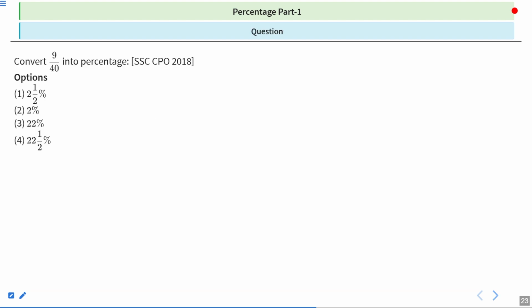Convert 9 upon 40 into percentage. And this question was asked in the SSC CPO exam 2018. Now there are four options. One is 2 and 1 by 2%. Second is 2%. Third is 22%. And fourth one is 22.5%. Now you have 10 seconds to solve this question. Your time starts now.